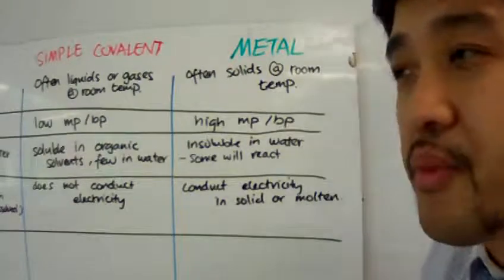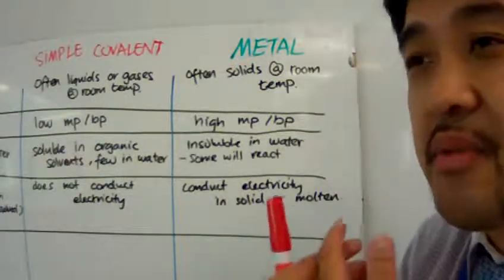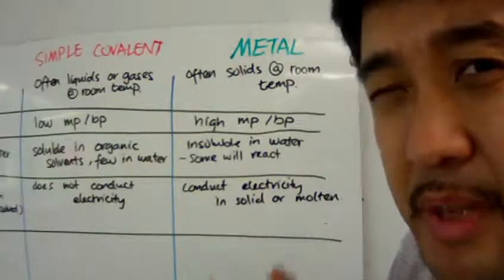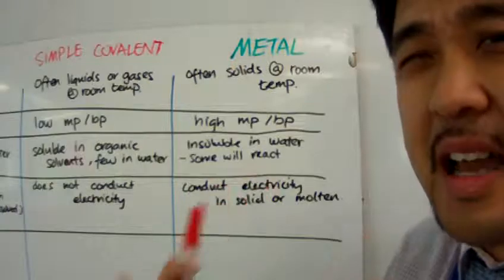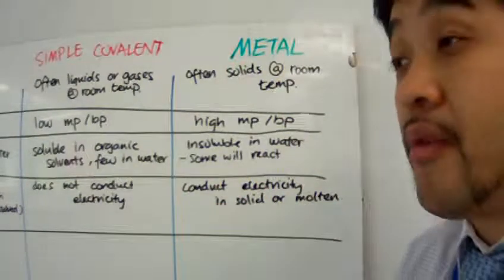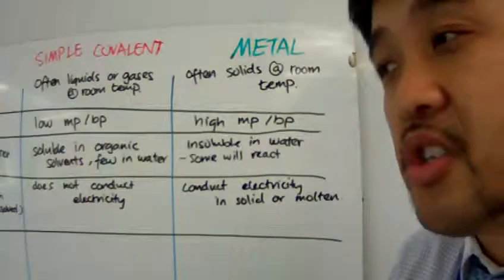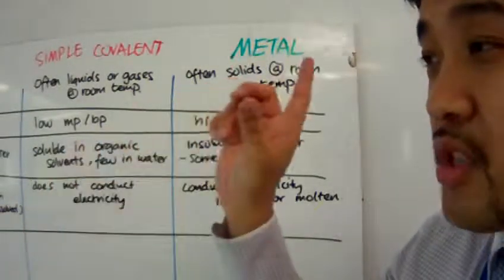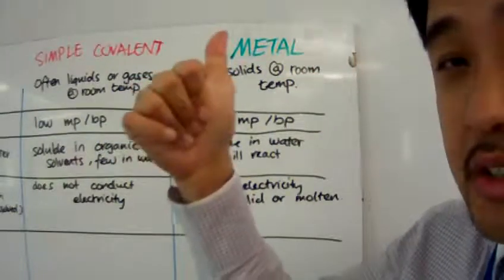Metals now are often solids at room temperature, and that's again because of the billions and billions of metallic bonds in the giant lattice structure. However, there are exceptions like mercury, which is liquid at room temperature, and gallium, which is a piece of metal that, upon touching it, will turn to liquid.